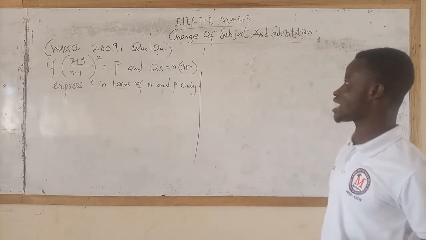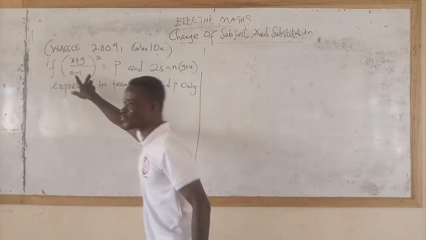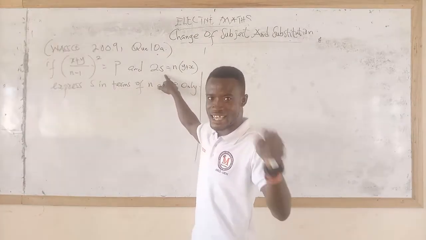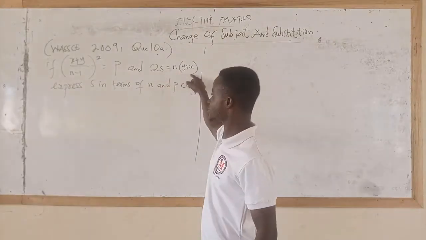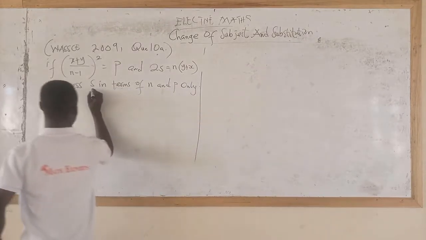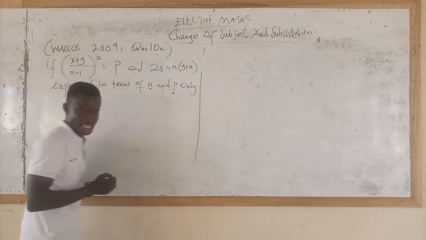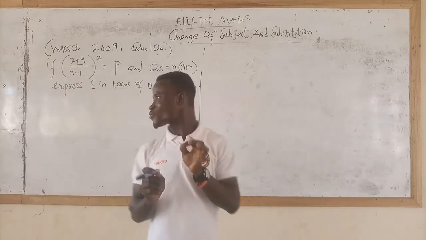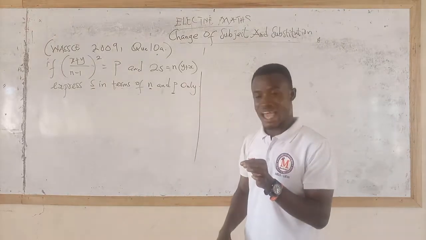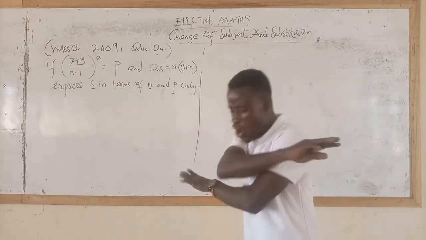Okay, let's look at WASSCE 2009, question 10a. If that is equal to this, and 2s, not x is s, and 2s is equal to this. Express, now listen to the question very well. Express x in terms of n and p. That means that we have to make s the subject and the function x supposed to be in terms of n and what? P only.